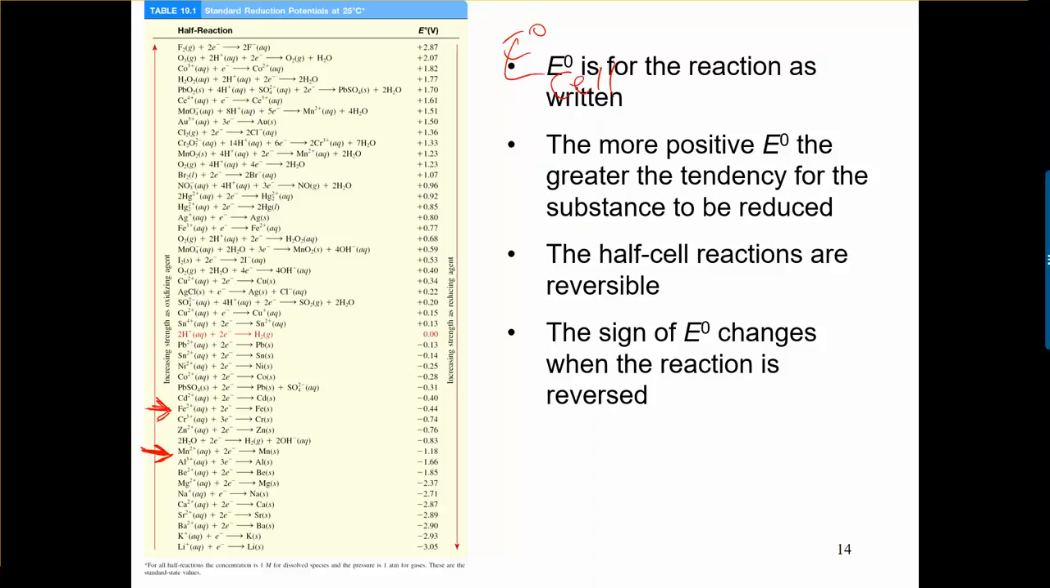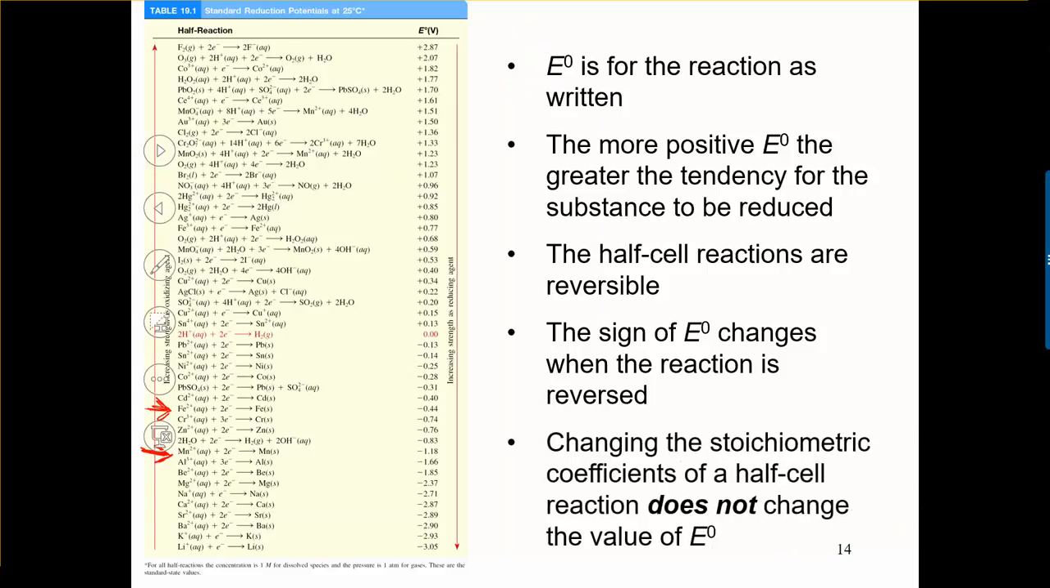Half cell reactions are reversible, but that would be through electrolysis, forcing the electrons back. Okay, this is important. Changing the stoichiometric coefficients of a half cell reaction does not change the value of E naught.